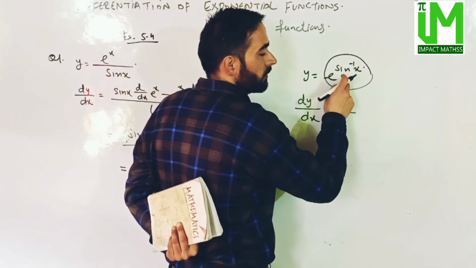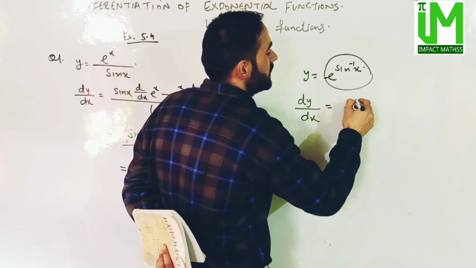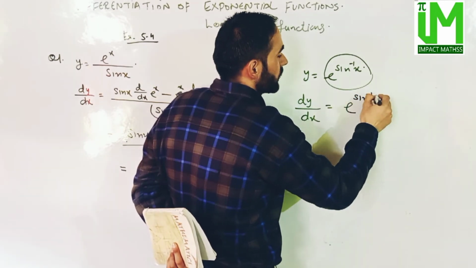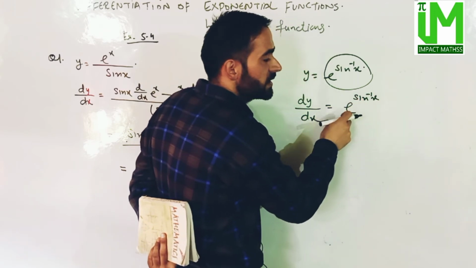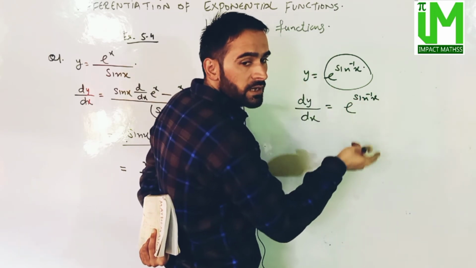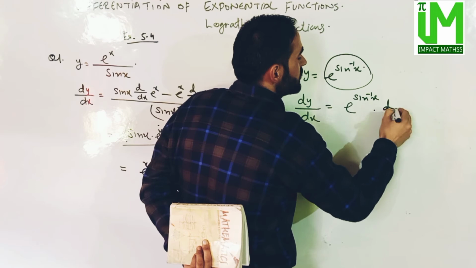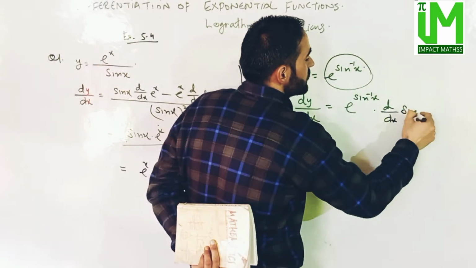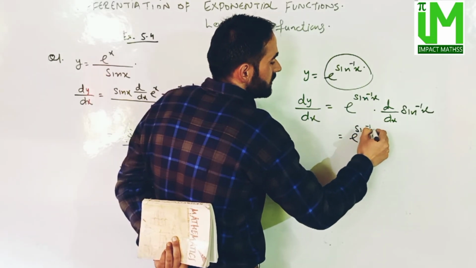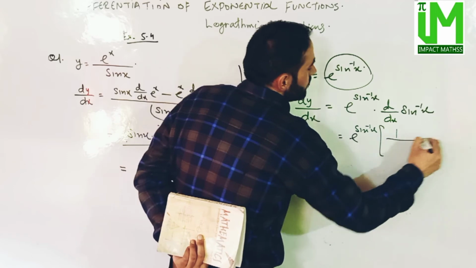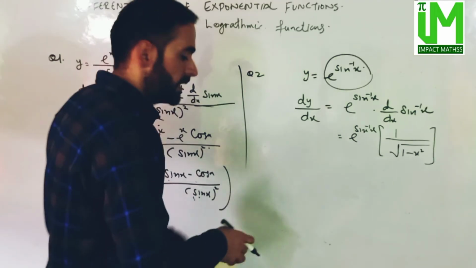That is, e raised to power x, consider sin inverse x as x. So the differentiation of e raised to power x is e raised to power x. Hence it is e raised to power sin inverse x, into the internal differentiation, d by dx of sin inverse x. So it will be e raised to power sin inverse x into 1 divided by under root of 1 minus x square.